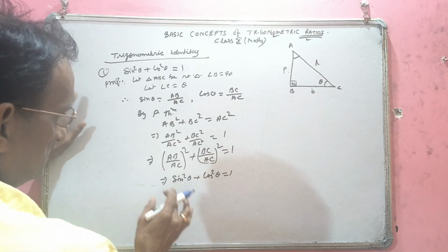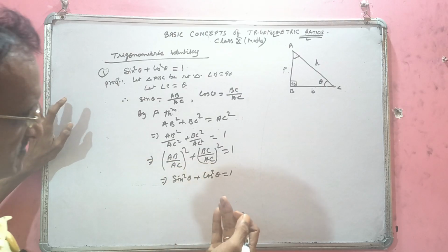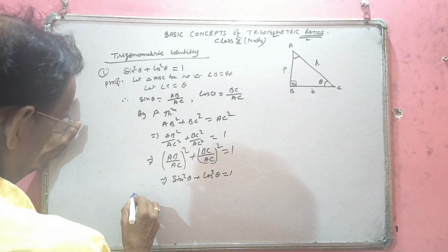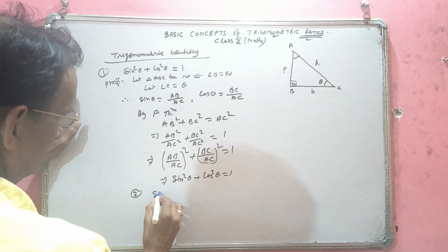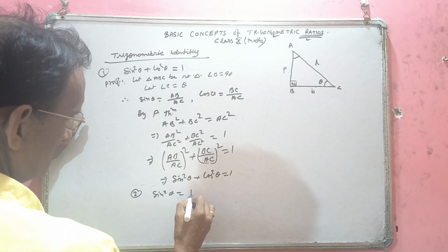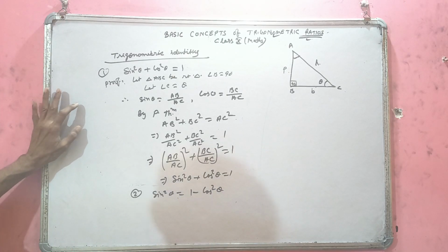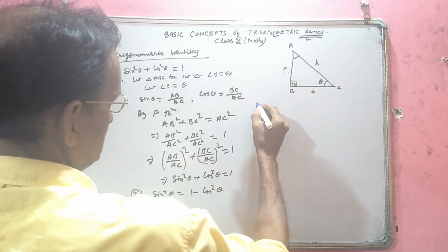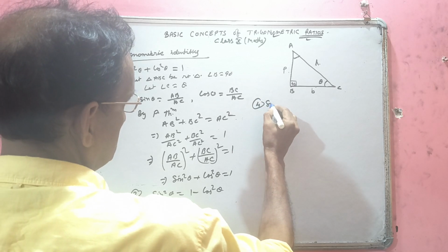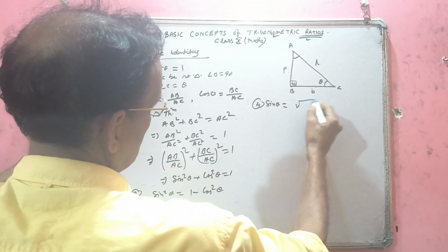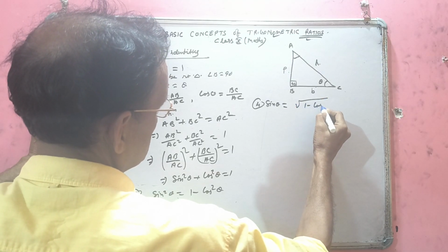If you need to convert sine in terms of cos, or cos in terms of sine, it will help you. So you can make sin square theta equal to what? 1 minus cos square theta. This is used as a formula. If you want only sin theta, when you remove the square, you need to give a square root: square root of 1 minus cos square theta.